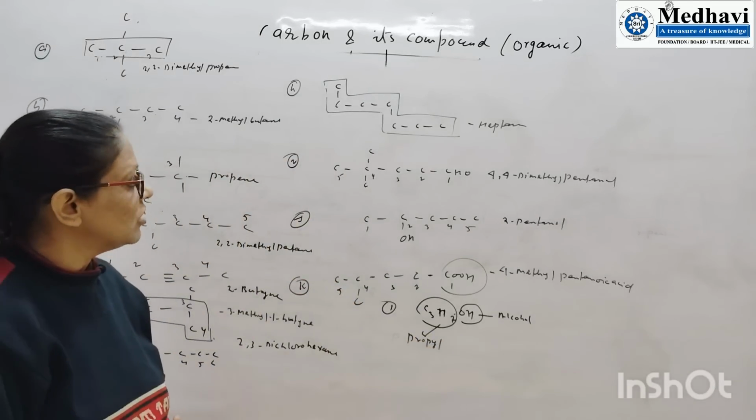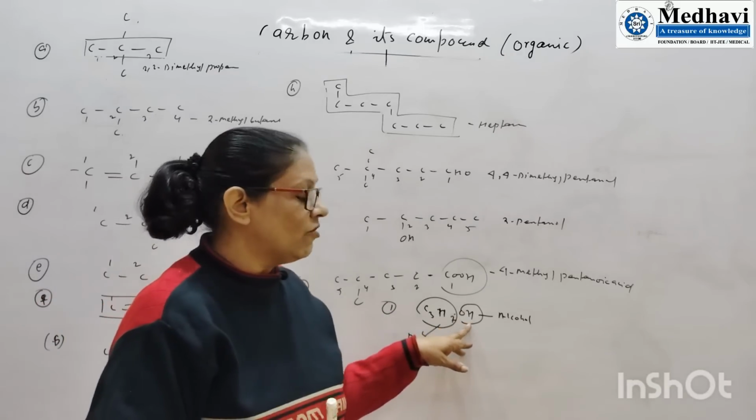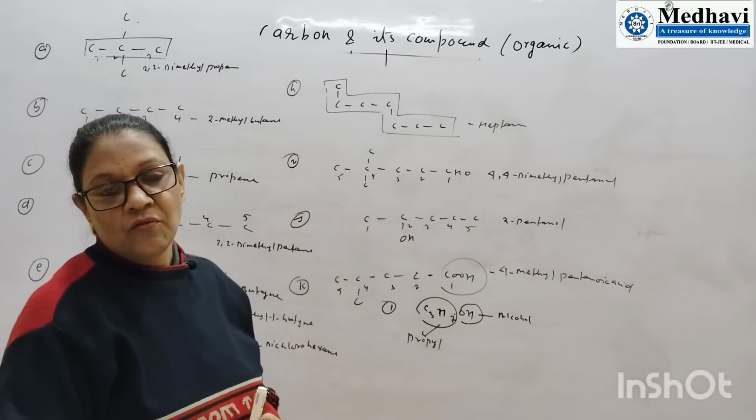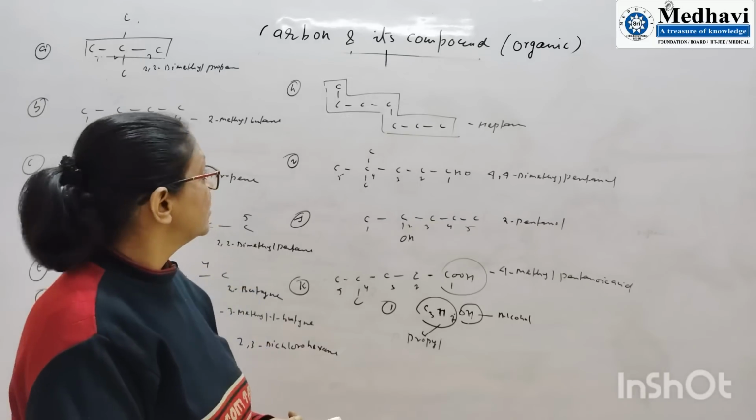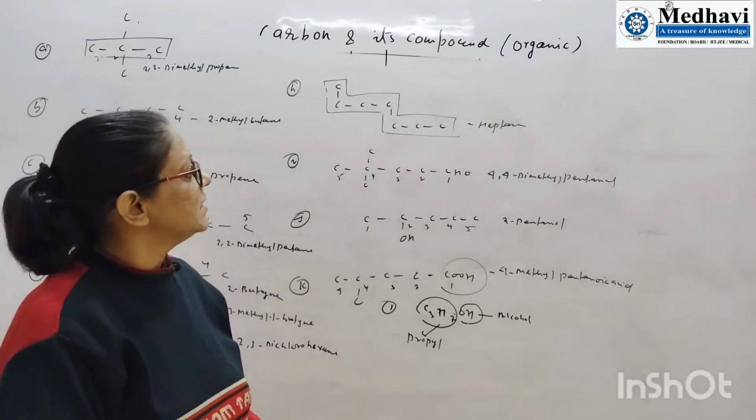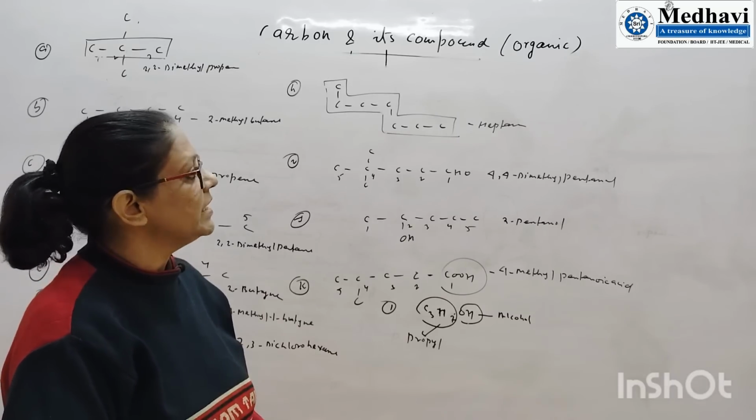So one question will come from finding out the functional group and alkyl group. One question will be from the naming. One is the molecular formula, a structural formula. So in this way we can find out the IUPAC name of the different carbon and its compounds.